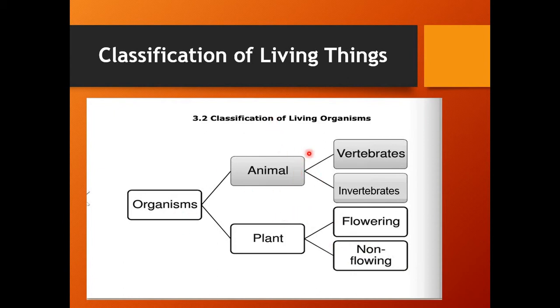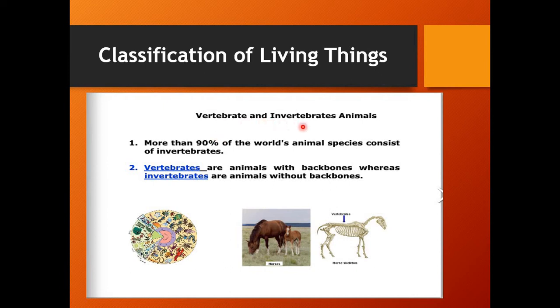For today's class, we're just going to learn about animals, vertebrates and invertebrates. More than 90% of the world's animal species consist of invertebrates. Examples of invertebrates are insects, worms, and also starfish, and so on. What is the difference between these two, vertebrates and invertebrates? You must know that vertebrates are animals with backbones, for example this horse.